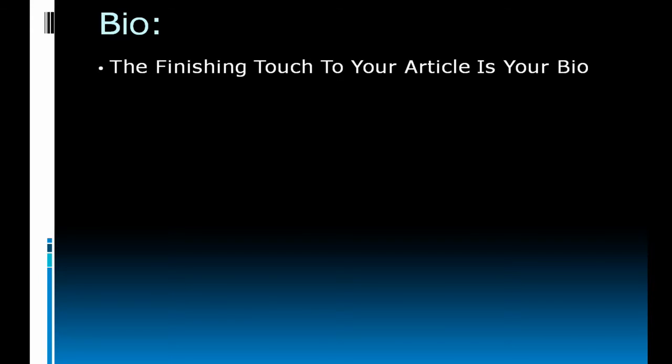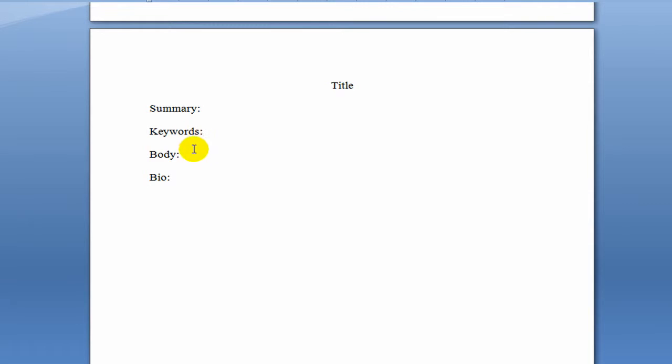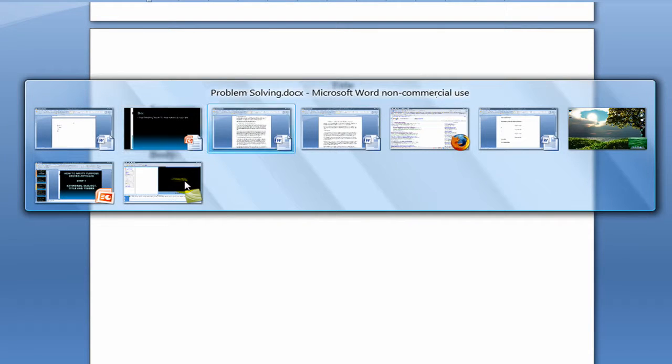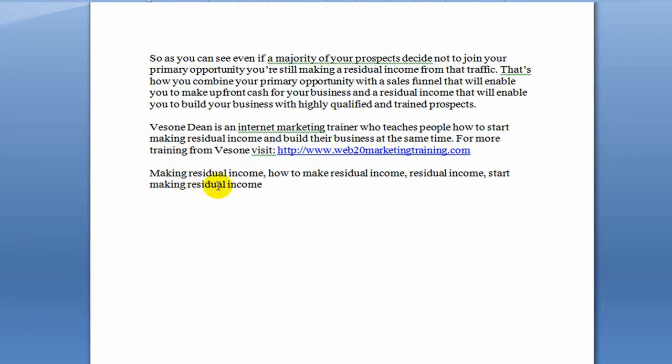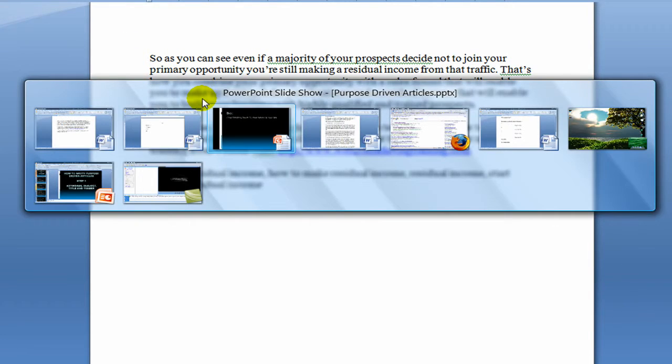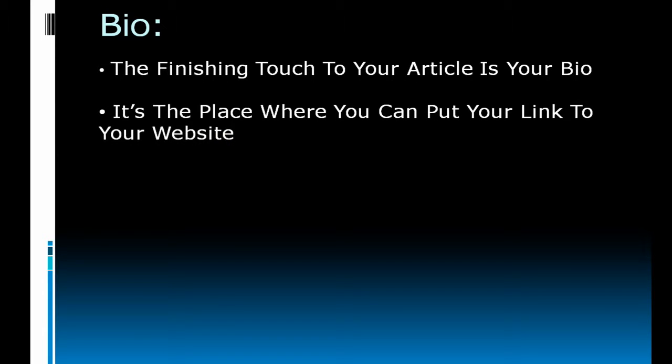So at the very bottom of that template, no, it's the wrong one. At the very bottom of the template is the bio, where you want to put something about you. This is where you can actually send people to your content. I always customize it to every single one that I do. So, VSON is an internet marketer trainer who teaches people how to start making residual income and build their business at the same time. For more training from VSON, visit, and then there's my website right there. And that's what I do all the time for each one. I don't have a generic one. I just kind of do it as I go. So that's the place where you can put your link.